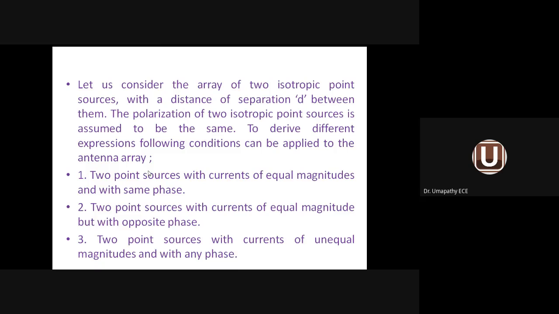We are going to find the maxima direction, minima direction, off power point, and finally draw the radiation pattern, except for the third case. But initially, to find the maxima, minima, and off power point, we need to find the electric field, the total electric field strength at a point P because of this antenna array.